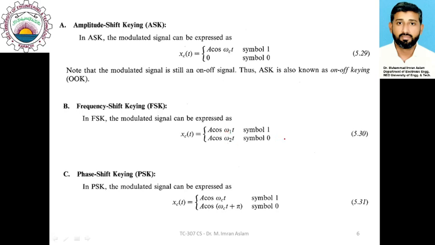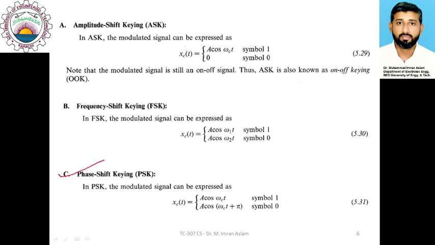Similarly, if we are using MFSK, for example 4-FSK, in that case we will need 4 different frequencies. The MFSK scheme can be incorporated in a similar way, but in that case we will have a number of different frequencies to represent those symbols.